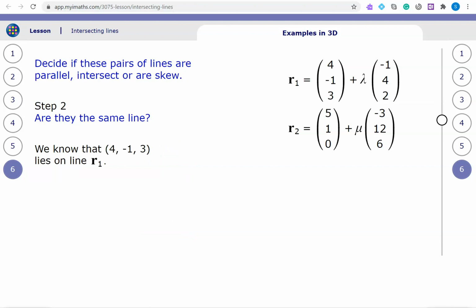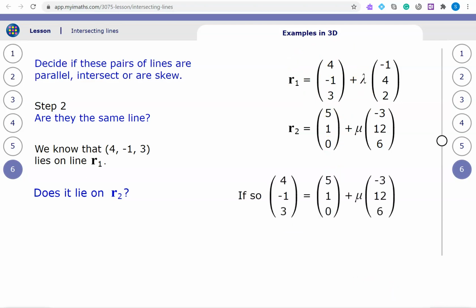Are they the same line, in fact? Remember I said when we dealt with vector equations of lines, a vector equation of a line is not unique. So, does this point, the point that lies on line 1, the one that's used to help define line 1, lie on line 2? If so, we know that it should be able to make this statement true.